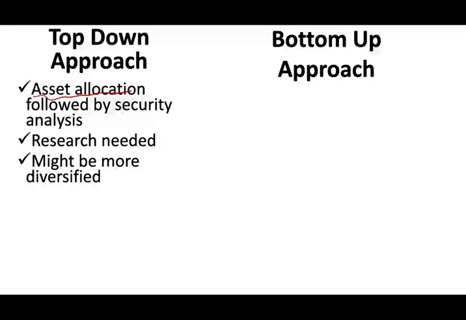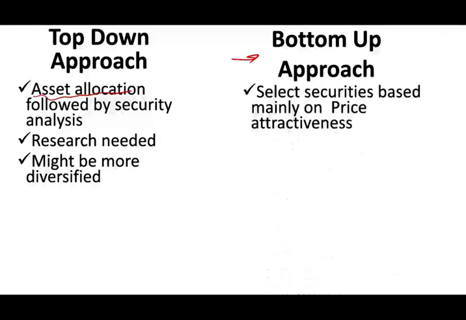A bottom-up approach is a little bit different, and this is what most individual people use when they invest themselves. They select securities based mainly on price attractiveness. So if we think the price is right, we buy the stock. We don't care in which industry. We don't care what our asset allocation is.